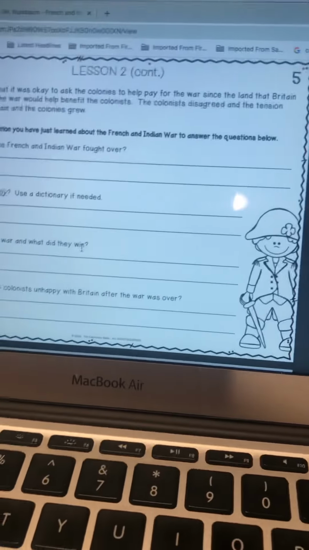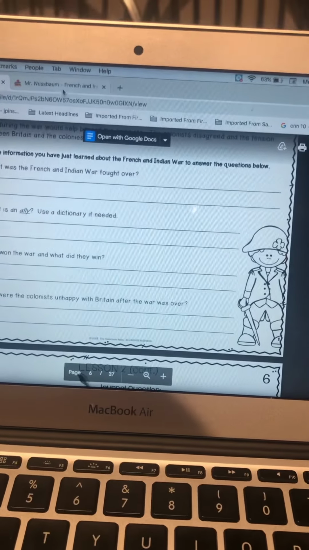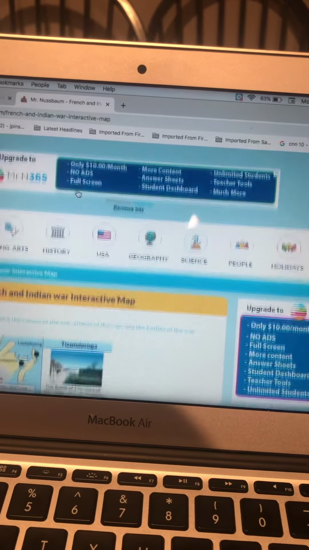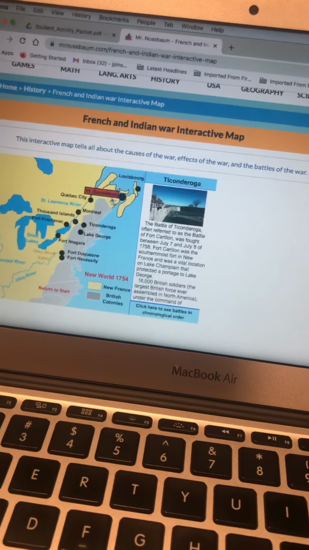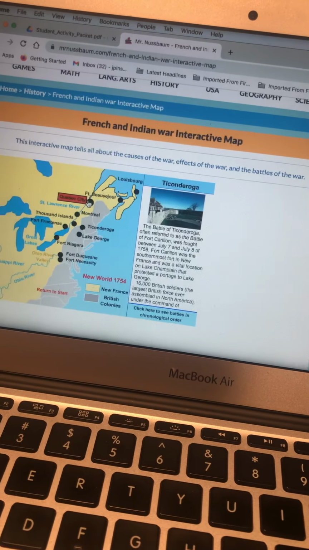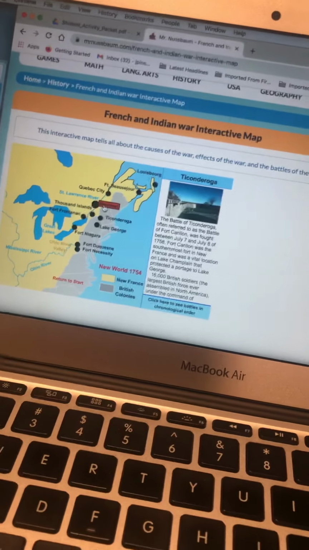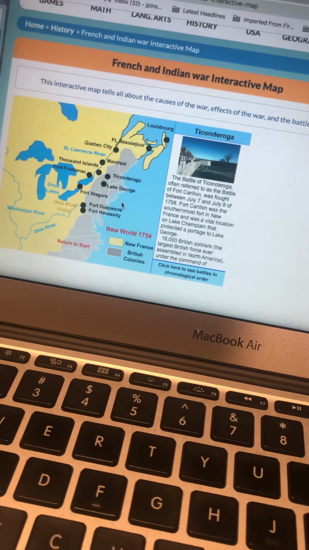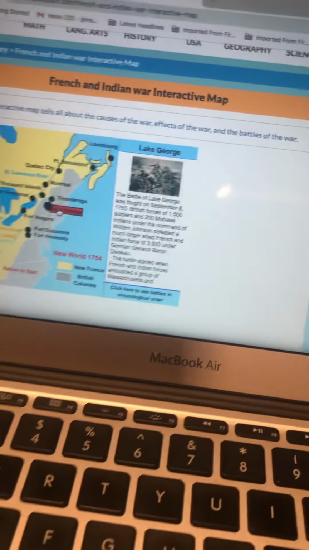Once you have done that, at the bottom of here, I would make a box, because there will be a link on Google Classroom about Mr. Nussbaum. It should bring you to this website right here. Here's all the different battles that happened during the French and Indian War. I would click on any battle you want. I'm going to do, which one should I do? Lake George. I'm going to click on Lake George.